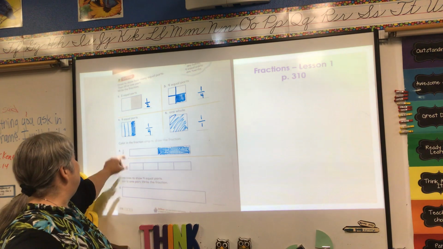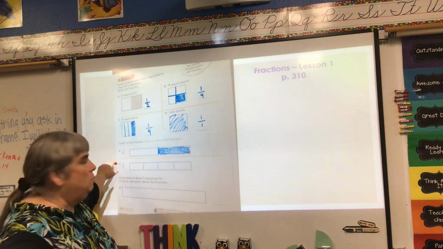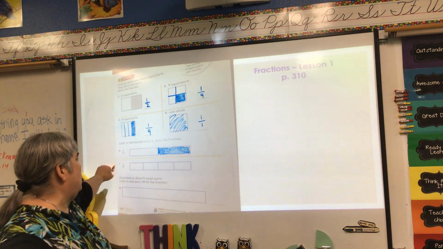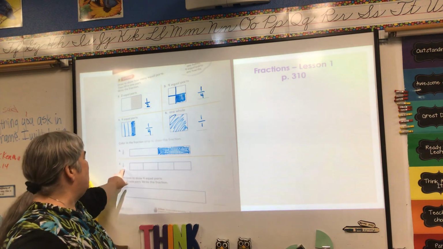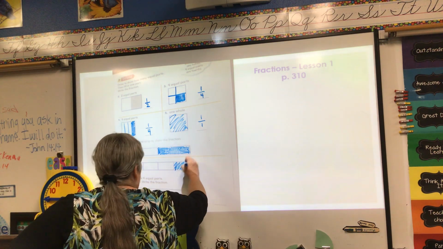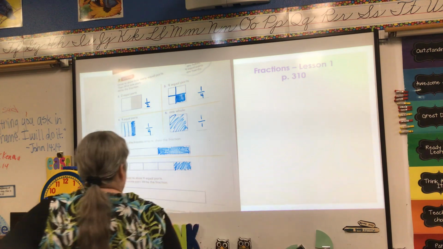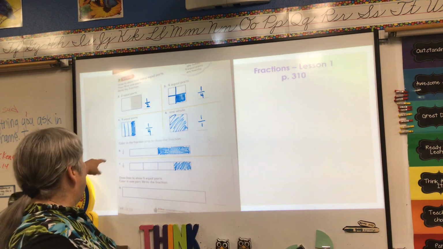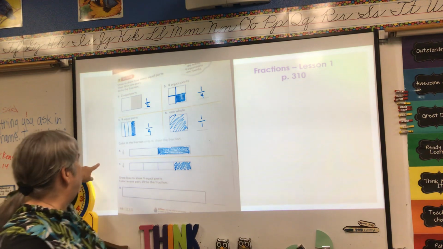Then it says 1/4. Remember, these are called unit fractions because both of these have a 1 on the top. So 1/2 is like that. 1/4 means I'm just going to color in 1. And you can color in whichever one you want. It really doesn't matter. You just can't color in more than 1. Okay, so this one is 1/4.